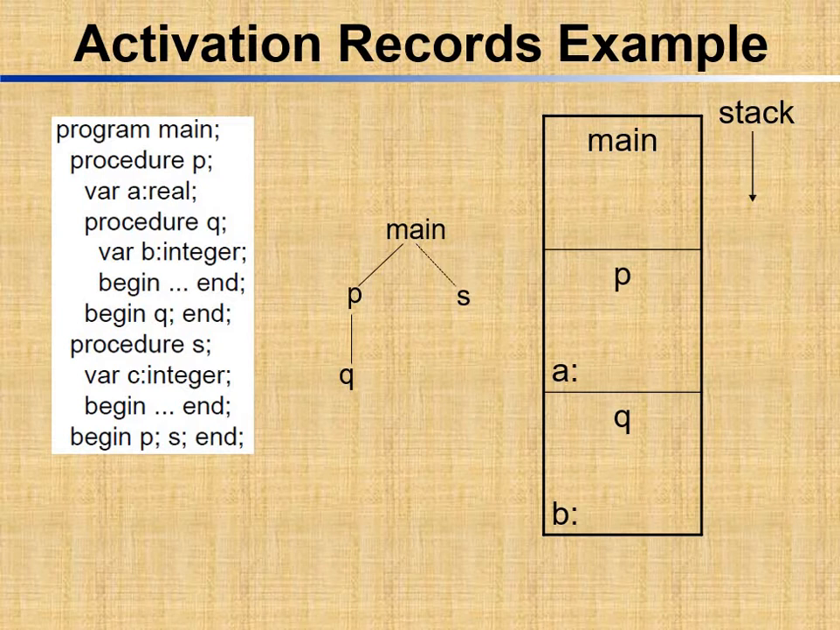The main function is there, and here the procedure P is there. Inside P one A variable is there that is local to this P procedure, and inside P we have one more procedure, that is Q, and inside that we have a B variable. So that B is local to that Q procedure. Like this we have shown this activation tree and activation record.